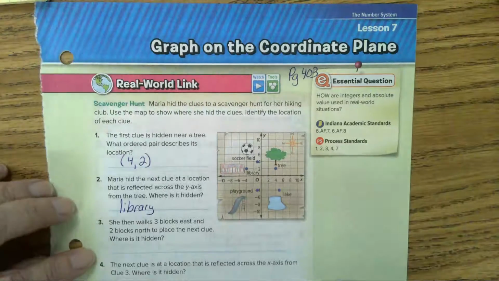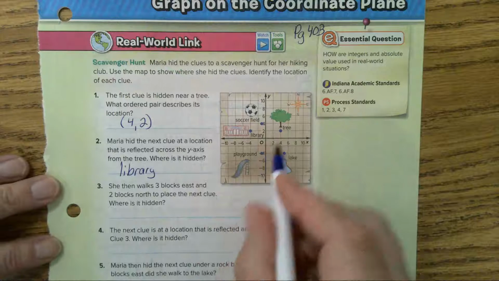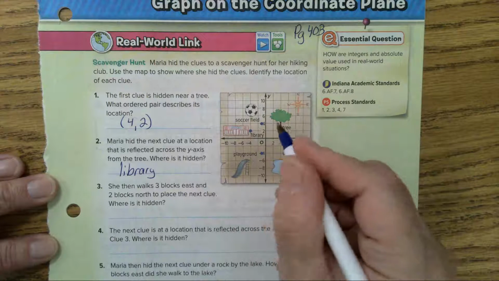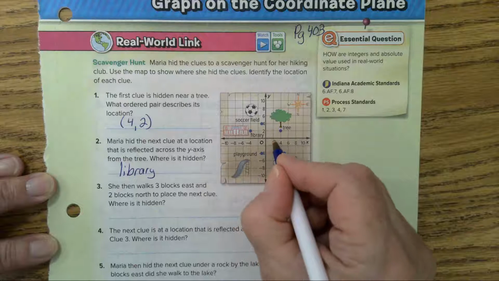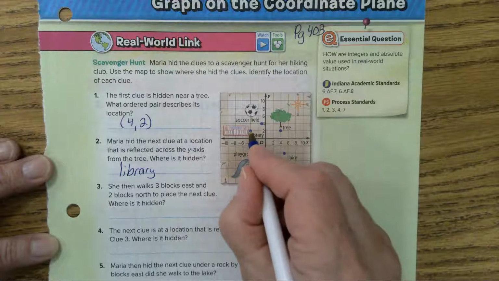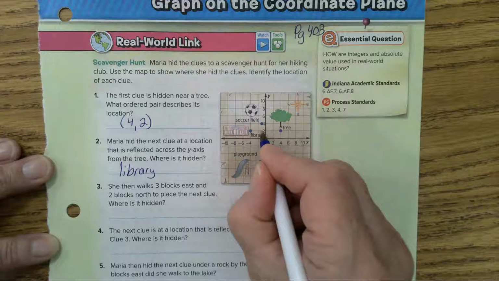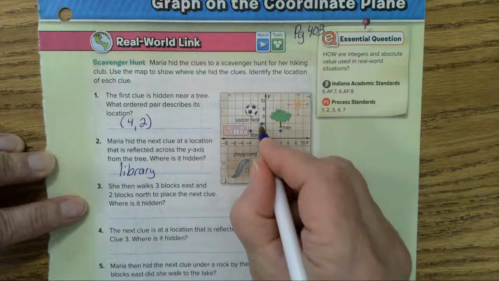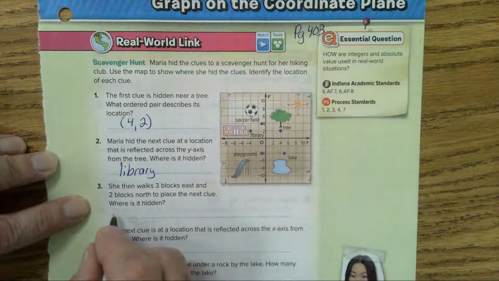Number 3, she then walks 3 blocks east and 2 blocks north. So she's at the library. She walks 3 blocks east. Now, notice they're going by 2s. That's the tricky thing. So that's 2, and then half of it is 3, and 2 blocks north will take you right there, and that dot is the soccer field.